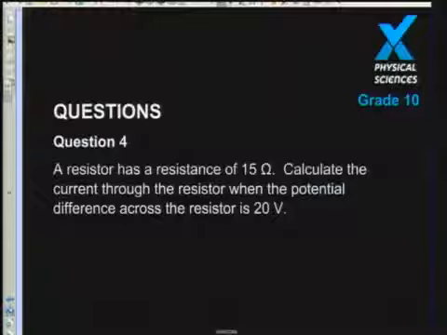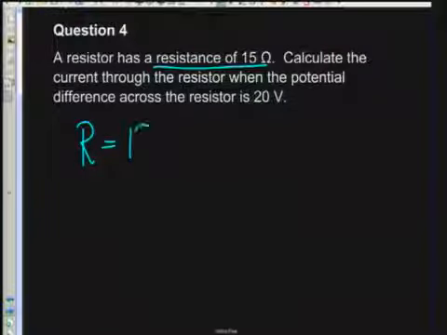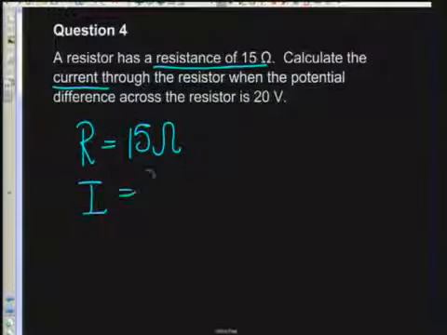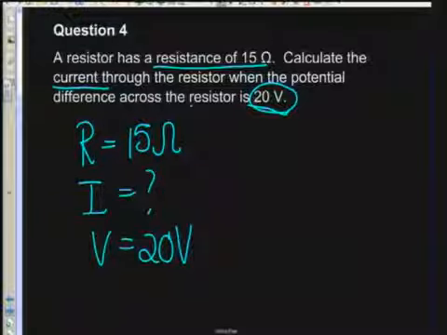So, what do we have here? A resistor. Resistor has a resistance of 15 ohms. So R equals 15 ohms. Calculate the current. So that's I, that's my unknown, through the resistor when the potential difference across the resistor is 20. So V equals 20 volts. Okay, so we go fine.